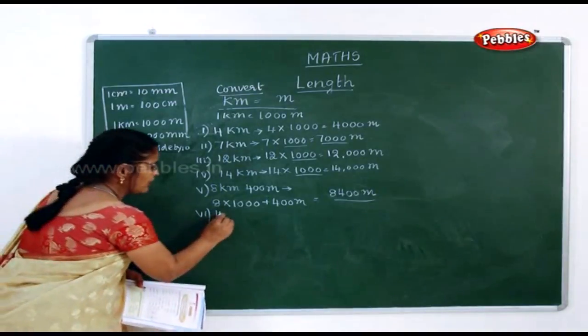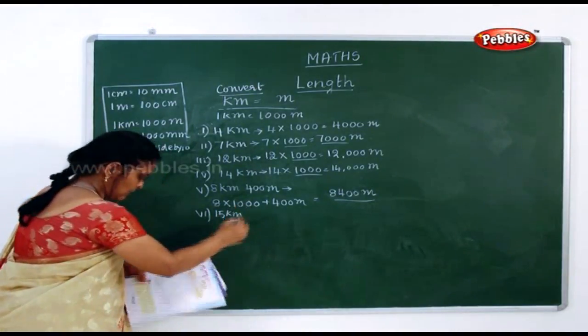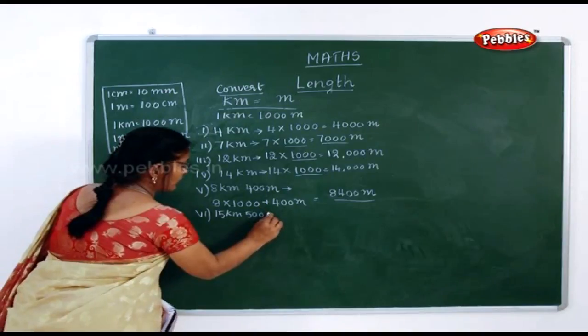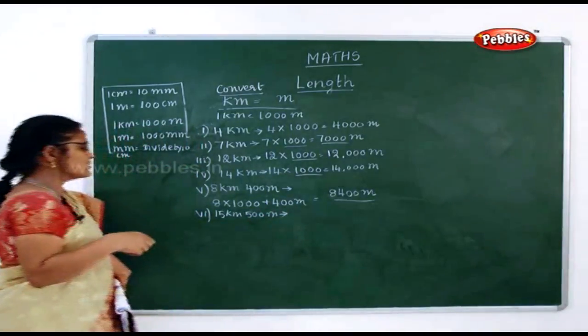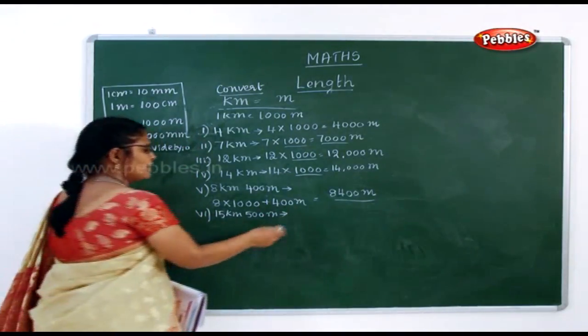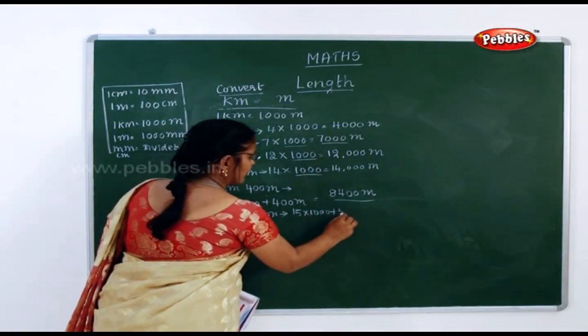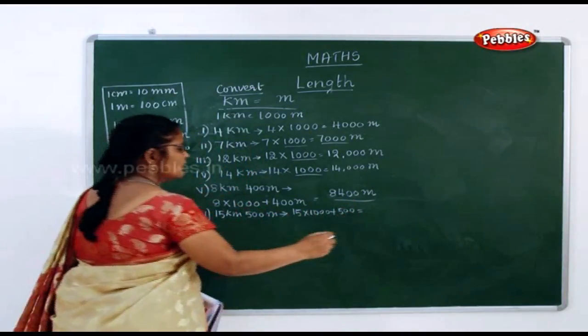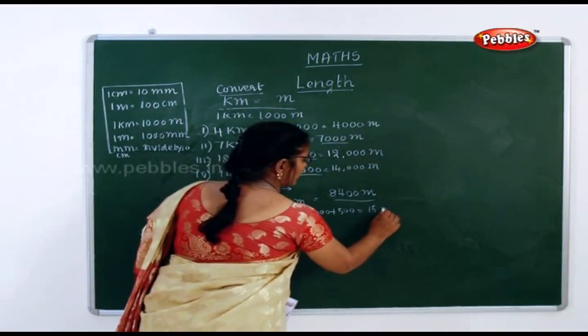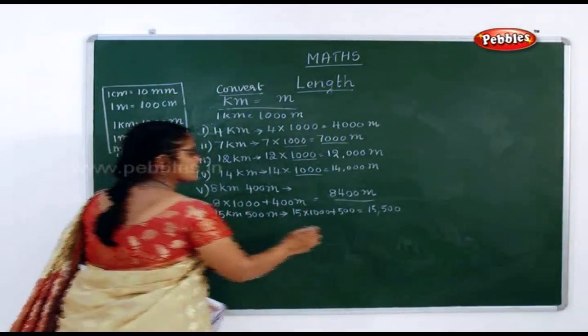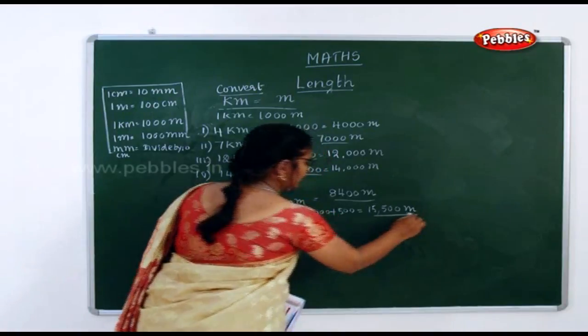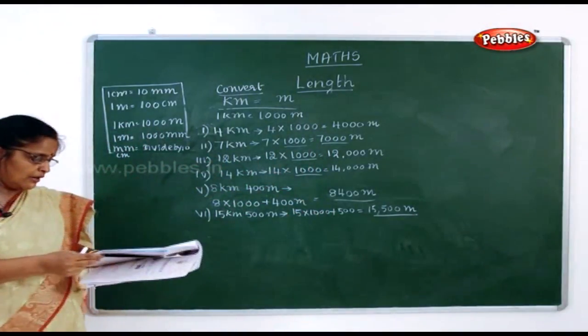Now what is the sixth sum they have given? The sixth sum is 15 kilometer and 500 meter. Now how will you do this 15 kilometer? Again the same way, 15 into 1000 plus 500. Now what is the answer you get? 15,500 meter. Am I right? You got it? Okay, very good.